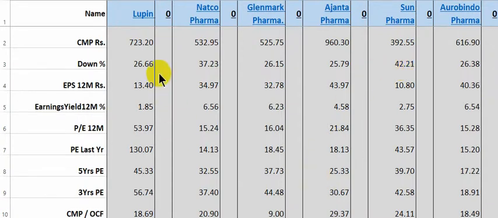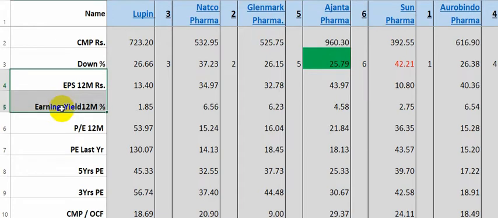The least fallen script would get highest ranking. The one which has fallen the most will get the least marks. In terms of the percentage fall from its 52 weeks high, Ajanta Pharma has fallen the least at 25%, and Sun Pharma has fallen the most at 42.2%. Let us look at the earnings per share and the earnings yield of the last 12 months. This is the latest data on which the EPS and EPS yield is calculated.